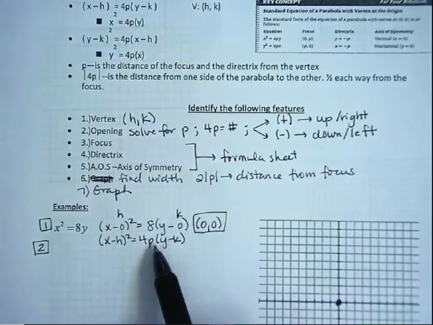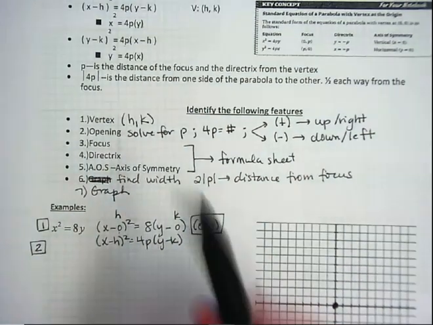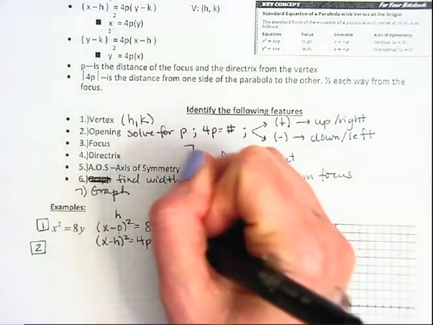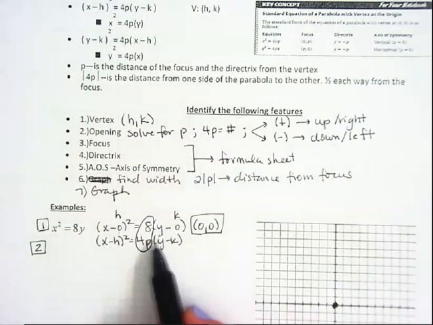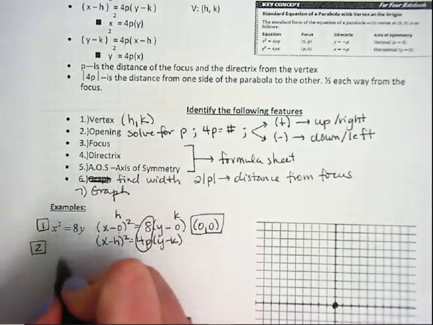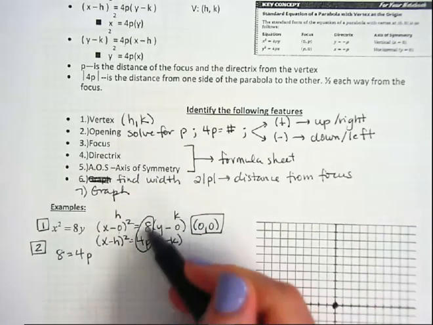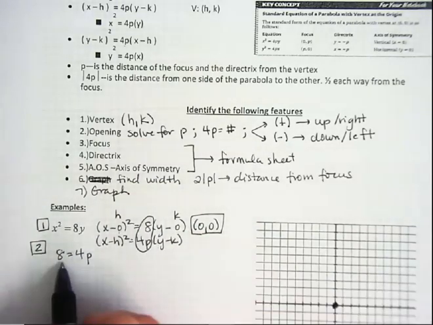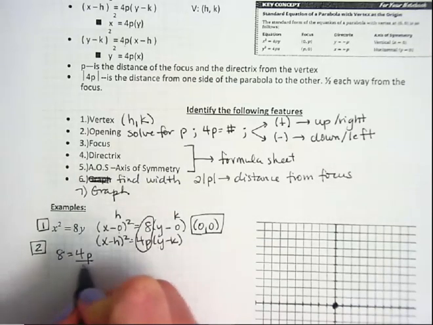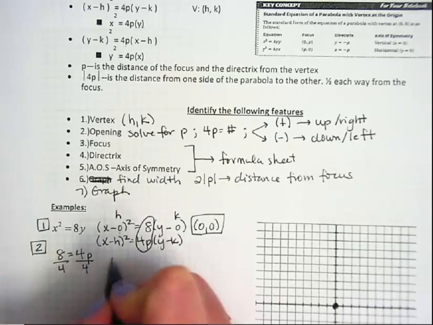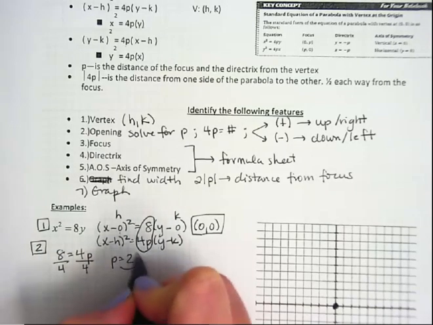So we also want to know specifically what the value of P is. Notice that 8 and 4P are in the same position in front of the parentheses. That means they are equal to each other because they can substitute for each other. So I'm going to literally set up an equation that says they're equal, and then solve for P, and that gives me 2.